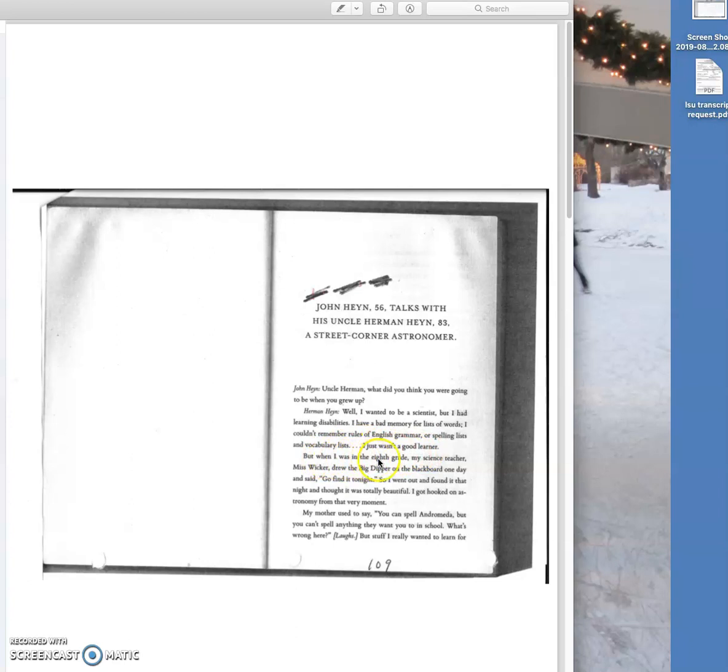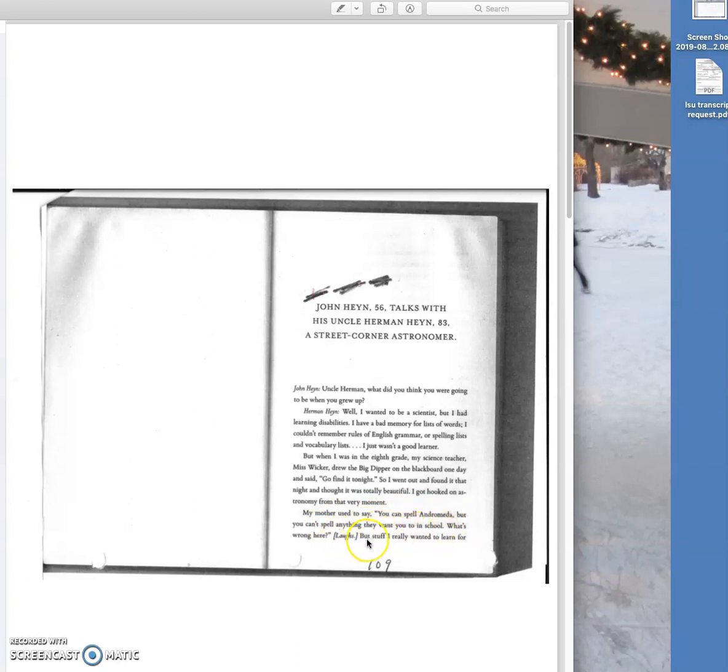But when I was in the 8th grade, my science teacher, Miss Wicker, drew the Big Dipper on the blackboard one day and said, "Go find it tonight." So I went out and found it that night and thought it was totally beautiful. I got hooked on astronomy from that very moment. My mother used to say, "You can spell Andromeda, but you can't spell anything they want you to in school."